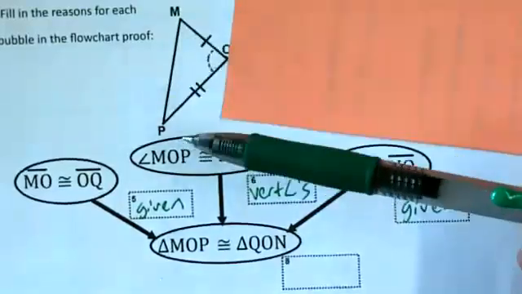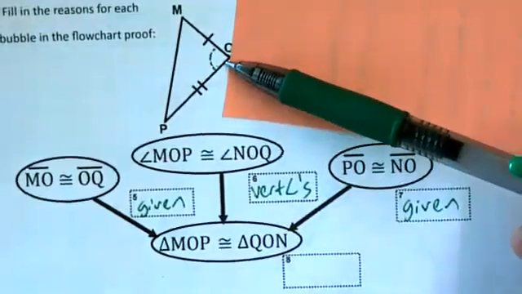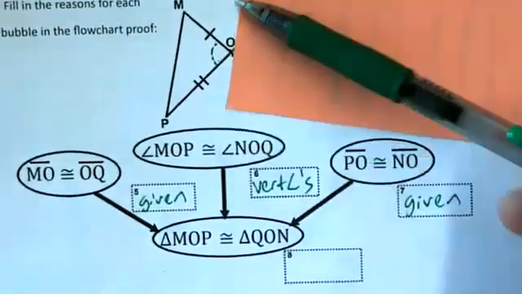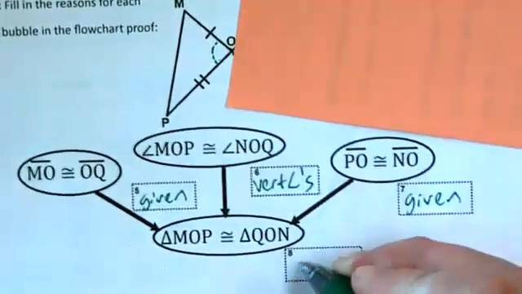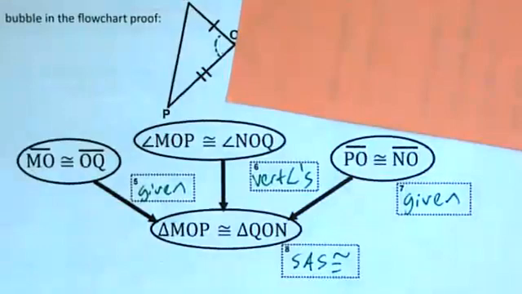Are we good? So you tell me, Alex, then, is it SAS? Can we use SAS? Because the angle is touching both of the sides. Good. And did y'all remember to put the little congruent sign after your SAS? If you left that off, go ahead and put it there, and then put a star next to it to remind you to do it next time, okay? Because that's really easy to forget.